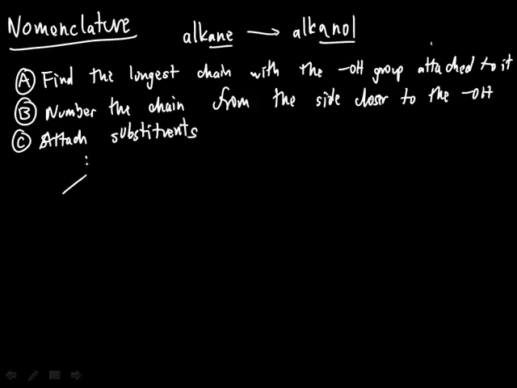To look at this in an example, this compound would be numbered starting at the OH end, and this would be 1, 2, 3, 4, 5. So the compound will be named as 2,4,4-trimethyl-1-pentanol.